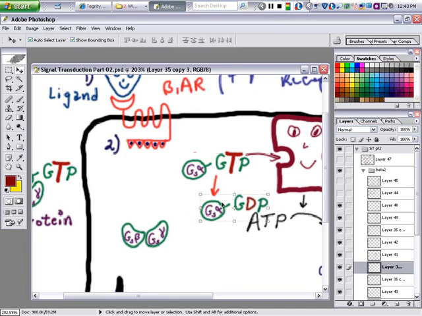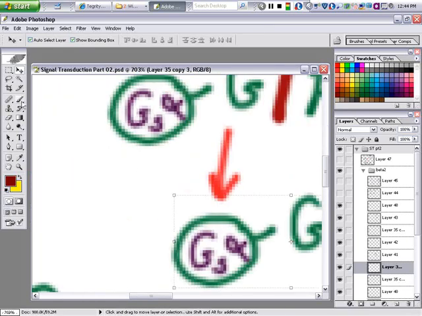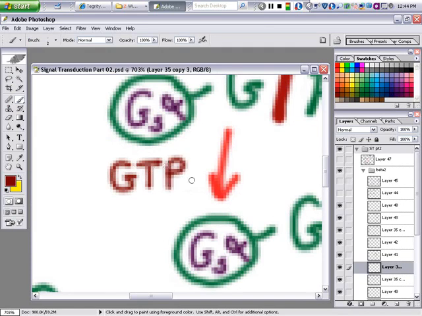The G-stimulatory alpha has an enzymatic activity on it that clips off one of the phosphates to turn it to GDP. That activity is called GTPase activity. It's a guanosine triphosphatase activity because it takes away a phosphate. So this is the intrinsic GTPase.